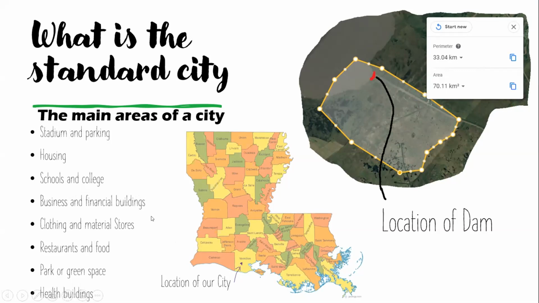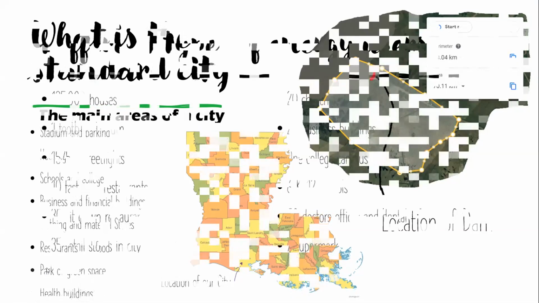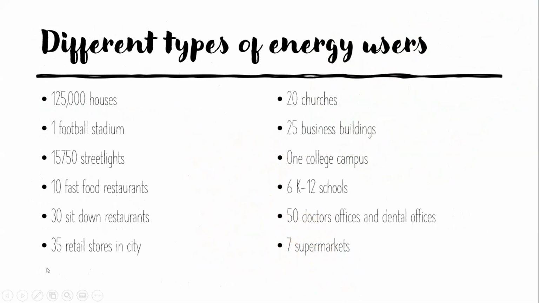And then here are just some of the main areas of our city, the main locations: stadium, school, just regular things. We'll get more into that on the next slide. So these are the different types of buildings and lights that use the energy, and these are the main users. This is not everything, but it is the main and what we focused on.